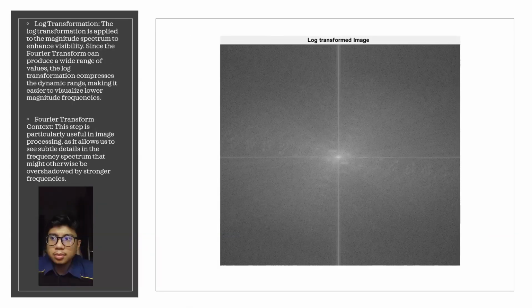The log transformation is applied to the magnitude spectrum to enhance visibility. This step is particularly useful in image processing, and it allows us to see subtle details in the frequency spectrum that might otherwise be overshadowed by stronger frequencies.